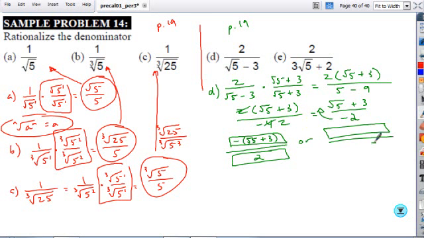If you felt like you wanted to distribute it through, you get a negative root 5 minus 3. Either of those are going to be accepted. Again, there's no reason to do extra steps if it leads to a potential for error or mistake.